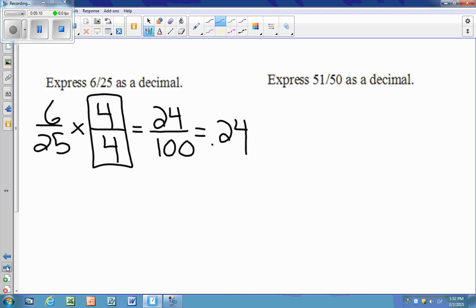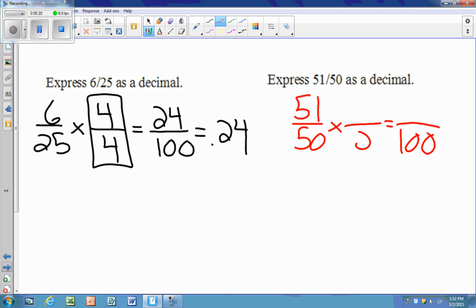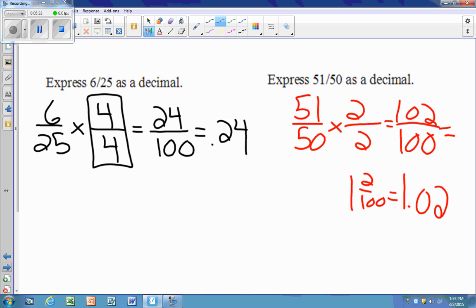And the last example that we're going to work on for today is 51 fiftieths times some number equals something over 100. 50 times 2 is 100, so this is 2, it's 102, and 102 hundredths is equal to 1 and 2 hundredths. And that's how we change fractions to decimals when they're not 10, 100, 1000.